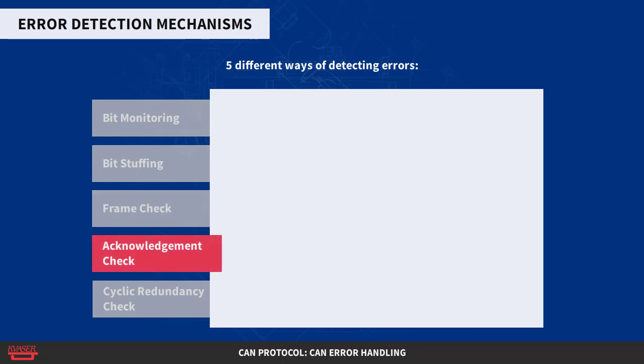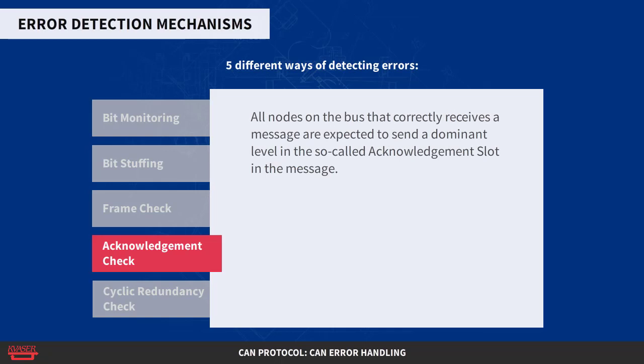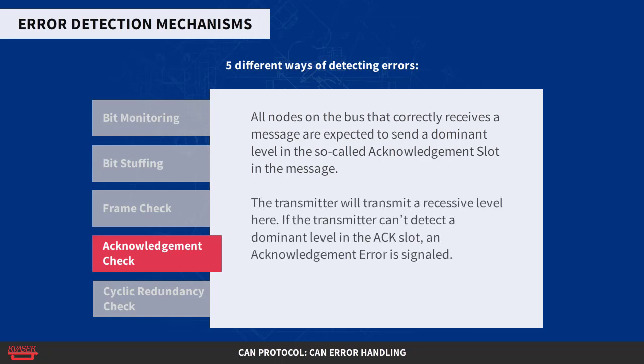Number 4, acknowledgement check. All nodes on the bus that correctly receive a message, regardless of their being interested in the contents or not, are expected to send a dominant level in the so-called acknowledgement slot in the message. The transmitter will transmit a recessive level here. If the transmitter can't detect a dominant level in the ACK slot, an acknowledgement error is signaled.